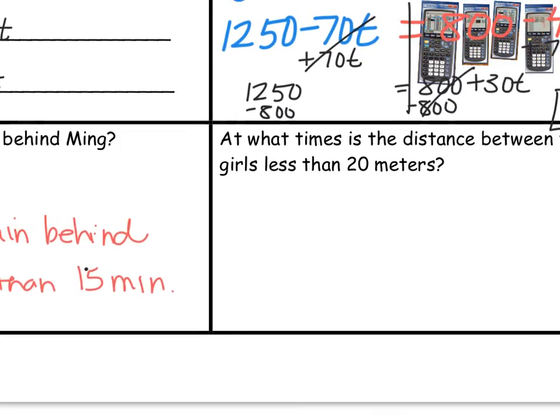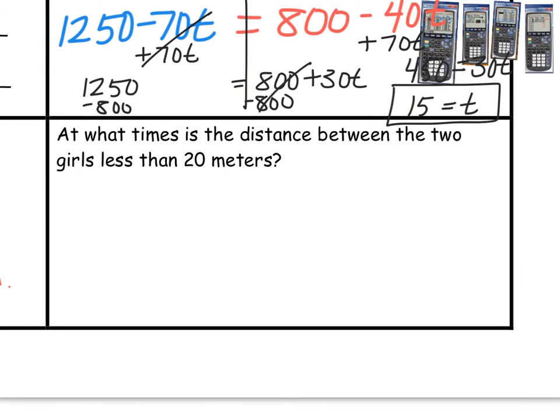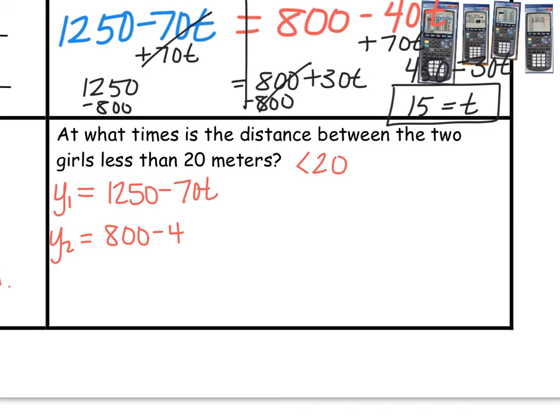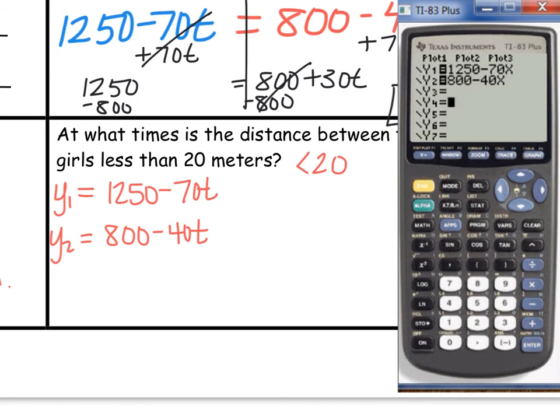Okay, last question. At what times is the distance between the two girls less than 20 meters? So less than 20 meters. This is where I'm going to go back to my calculator. I'm going to use my y1 equation. I'm going to put in Ming's equation. No, I'm sorry, Maggie's equation. And in y2, I'm going to put in Ming's equation, which is 800 minus 40t. So again, in y1 is Maggie's equation, and in y2 is Ming's equation.